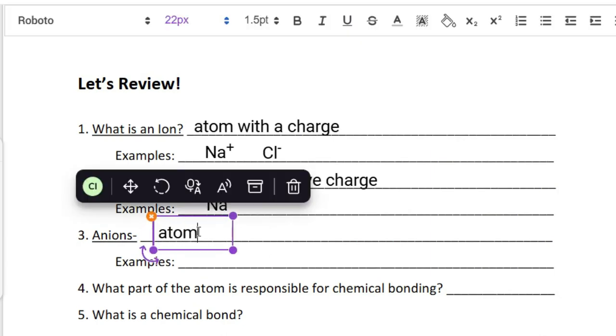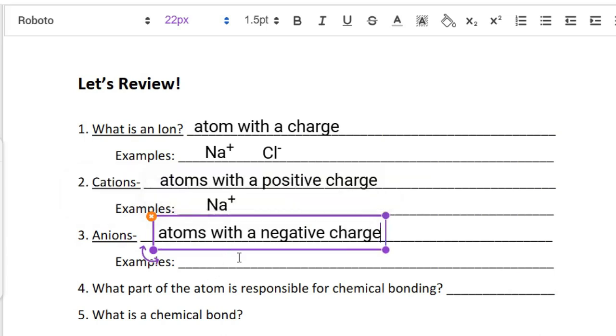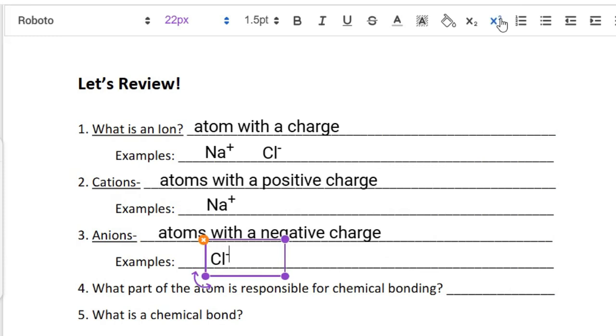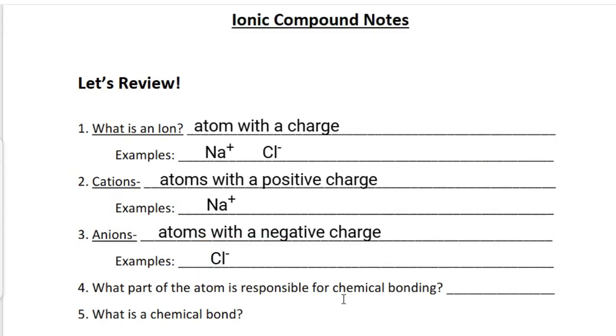Anions are atoms with a negative charge. A good example would be Cl minus. If you see that negative charge or that minus sign, then that means that it is an anion. And I always think about cats. If you're a cat person, cats are positive. And anions, I usually replace that A with an O because I'm not particularly fond of onions. And so I say onions are negative. So that's how I remember those. It doesn't matter how you remember them. If you want to come up with your own way, that's perfectly fine.